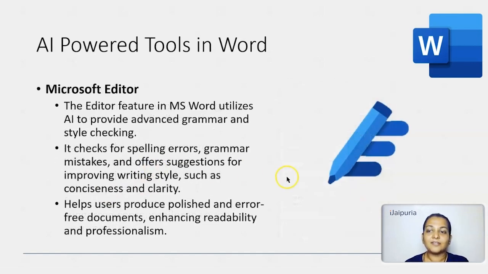Apart from that, we have the Microsoft Editor. Now the Microsoft Editor is again an AI powered tool which actually helps us in bringing out the grammar and the style checking. Apart from that, spelling errors, understanding where I am making some grammatical mistake, it will actually give me an analysis by exploring the entire document for me.